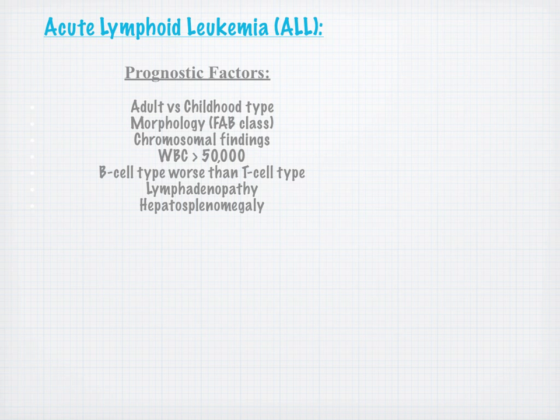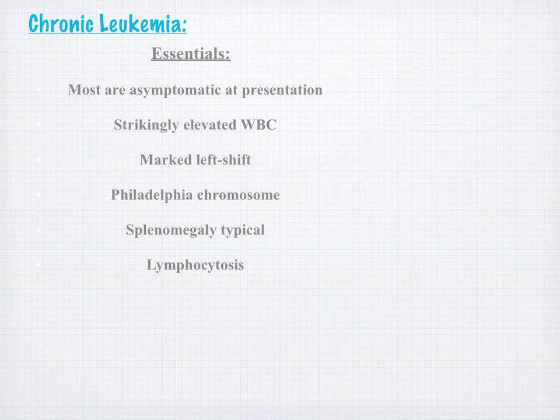And then we look at the prognostic factors, adult versus childhood type, the morphology, the chromosomal findings, what the white blood cell count is doing. If it's greater than 50,000, it's not good. B cell type worse than the T cell type, and then lymphadenopathy and hepatosplenomegaly. Those are all considered in the prognosis.